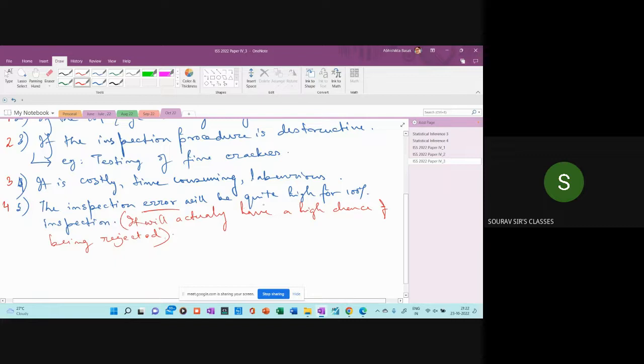In that case, if it has a lesser amount of error, if we do acceptance sampling, then obviously it will get accepted and marketed, and with a small amount of error, the consumer will be able to buy this. So these are the situations. I am just briefing the main points, so you need to write it a little more elaborately.